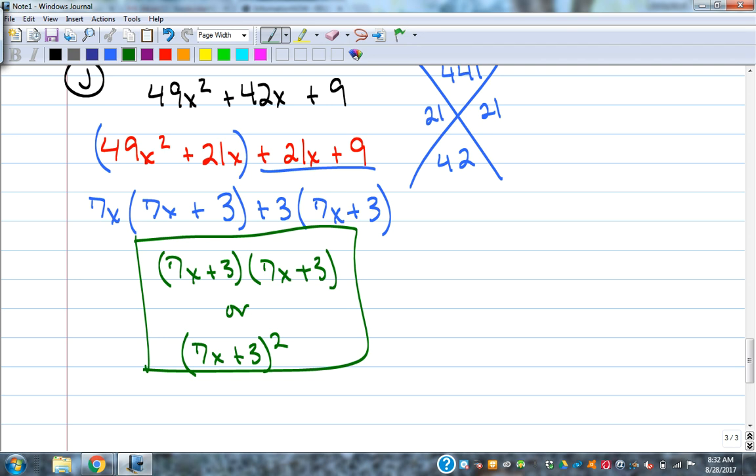What that's called is a perfect square trinomial, because it works out. The reason it's called a perfect square trinomial is because it factors as the same factor twice. That's a perfect square trinomial when it does that. So you've got to look for that.